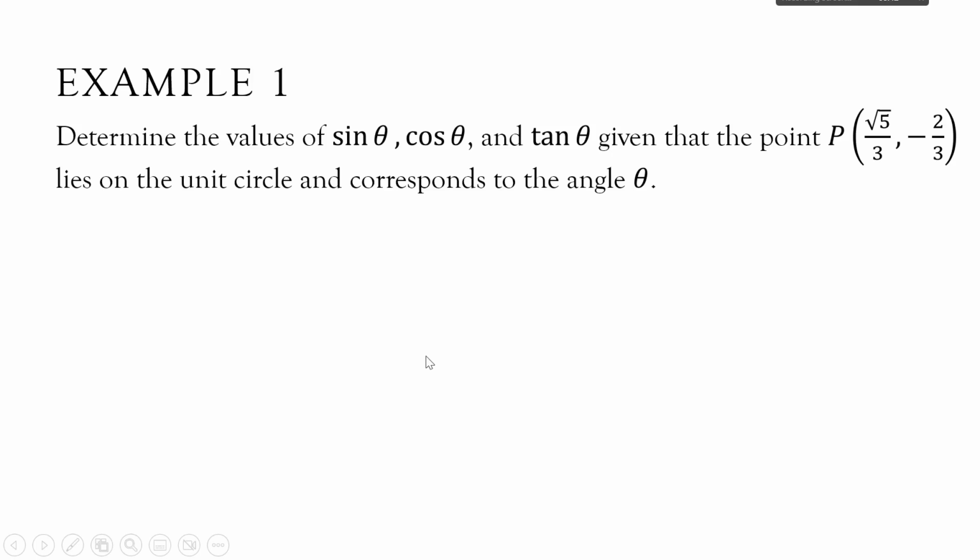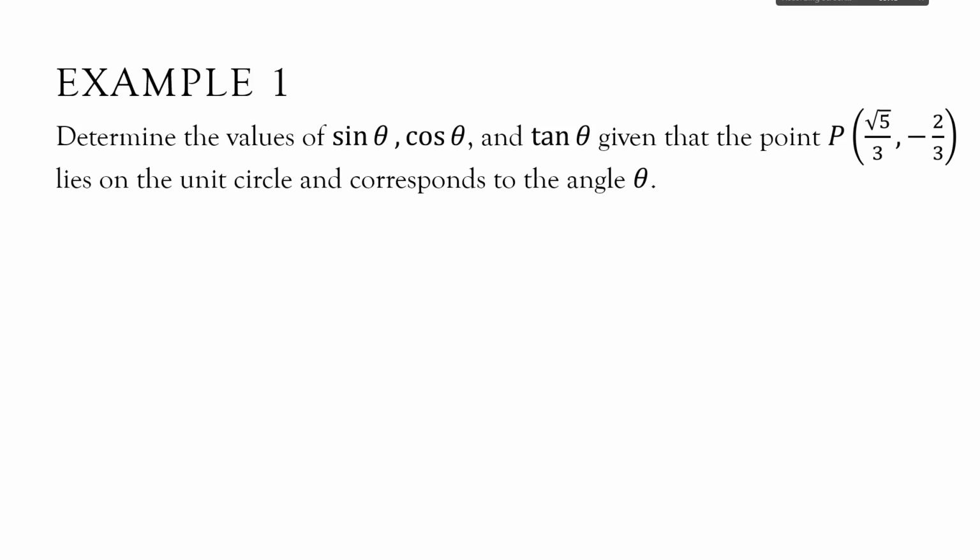Alright, so let's go ahead and do an example. Determine the values of these 3 trig functions if I'm telling you that we have this particular point, let's call it P, defined by the square root of 5 over 3, comma, negative 2/3. And I'm going to tell you that this point is, in fact, on the unit circle, and it corresponds to the angle theta. So, this one's a little bit different than the previous examples I did.